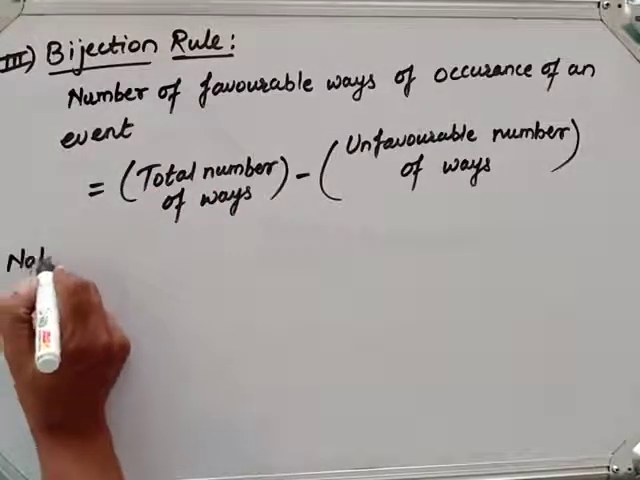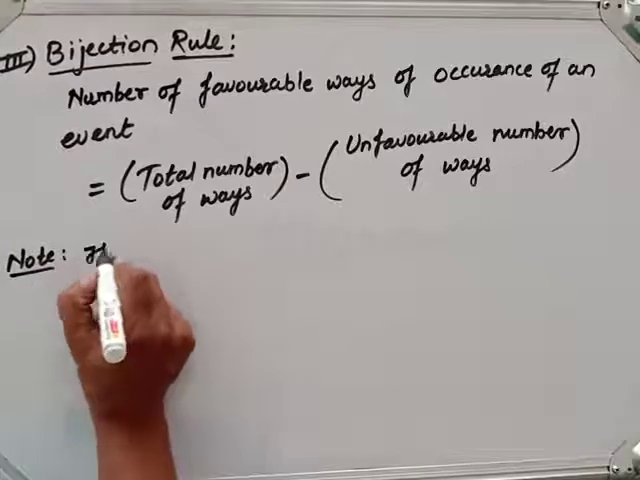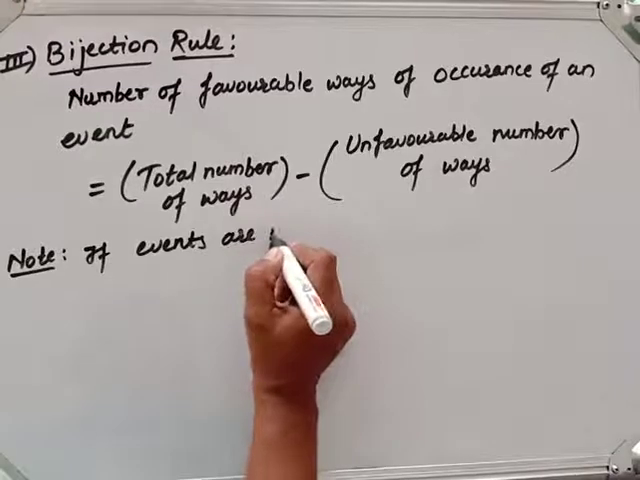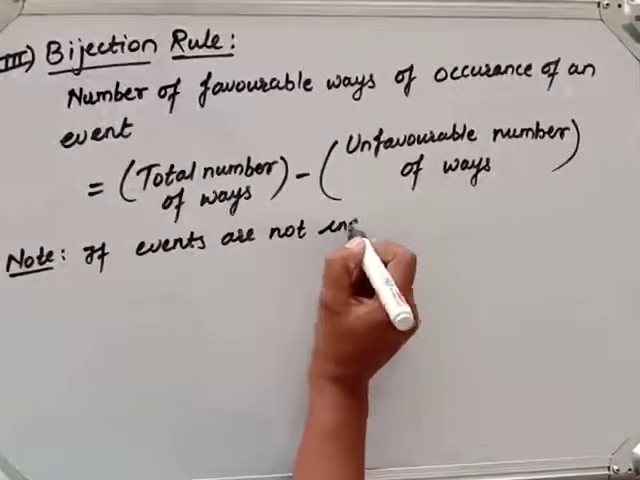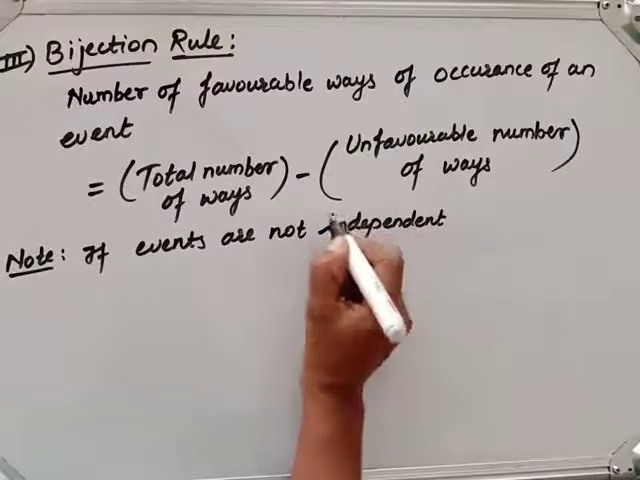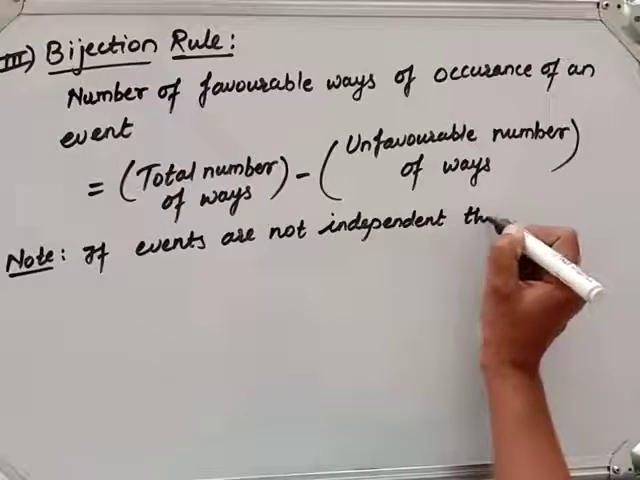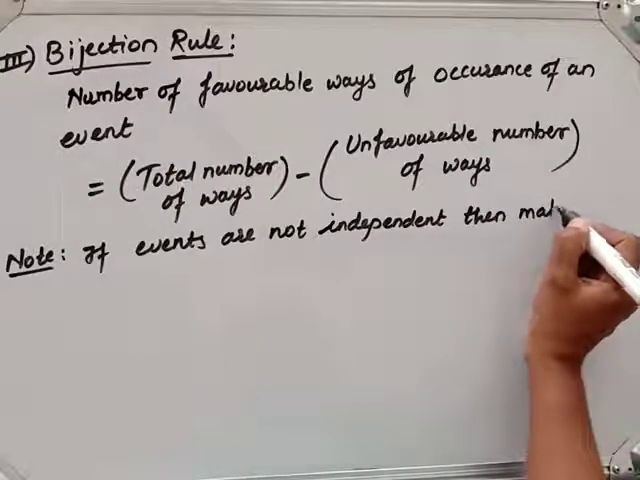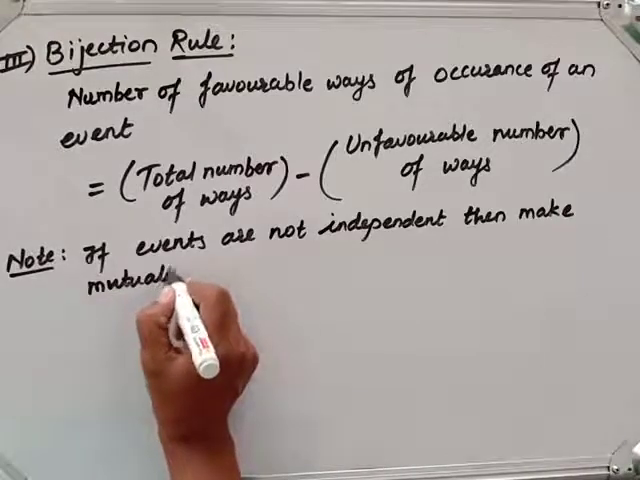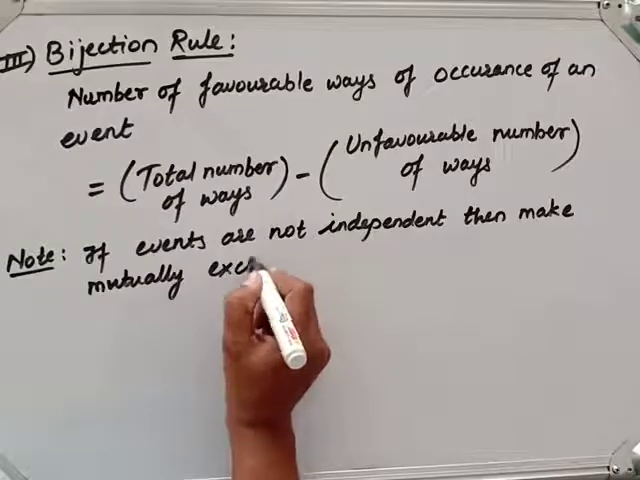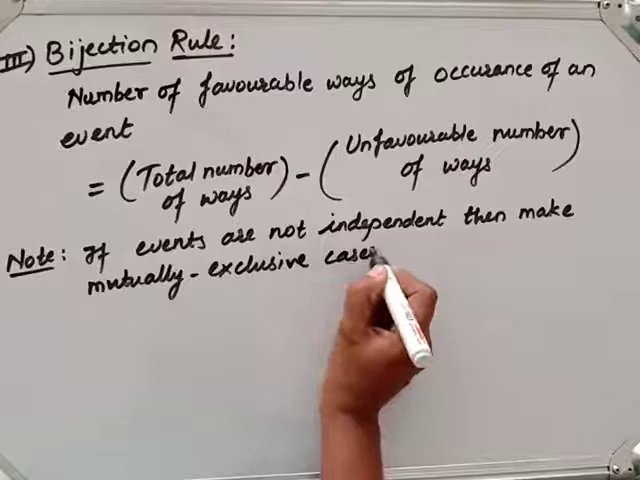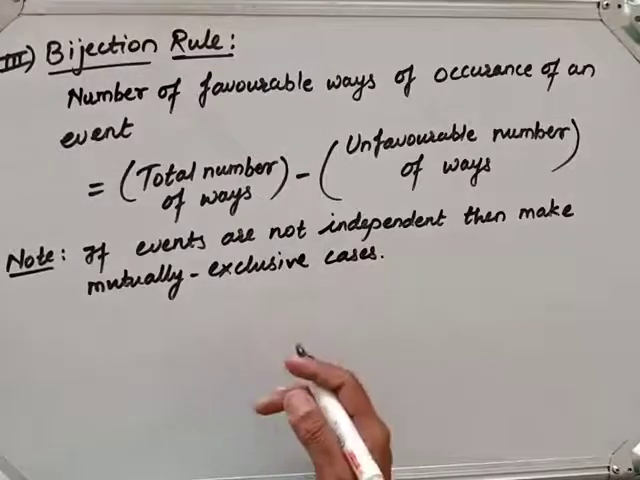Now let us write one note. If events are not independent, that is, they depend on each other, then make mutually exclusive cases. At that time we can make such mutually exclusive cases by our own.